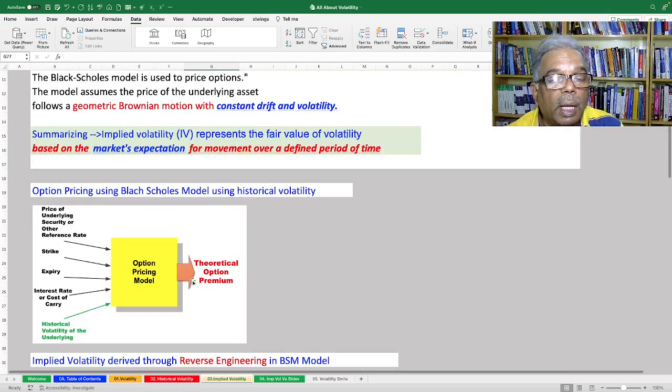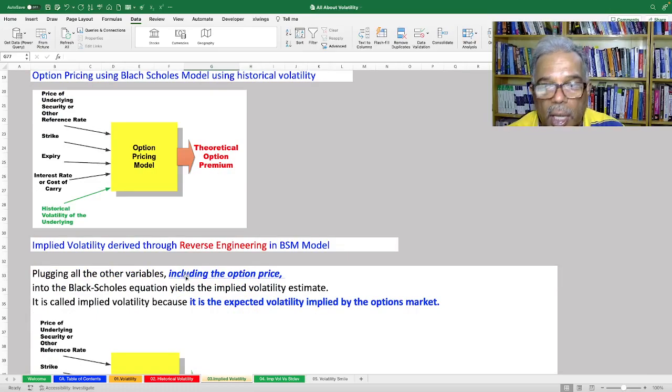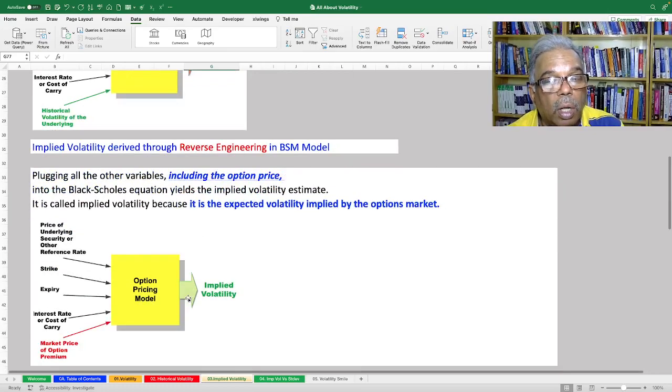Now, normally we calculate the option price in the Black-Scholes option pricing model by having the current stock price, strike price, expiry, interest rate, as well as the historical volatility. We derive the call option or the put option price. But in implied volatility, we reverse engineer it: we give the call option or put option price given by the market as one of the inputs. So we can use Goal Seek or Solver in Excel, or any other software, to derive the implied volatility.